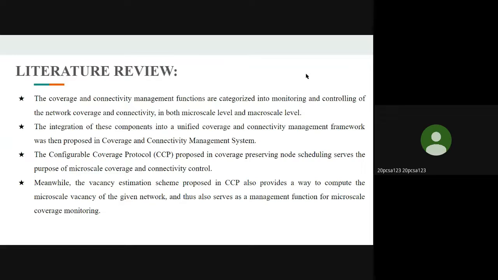The integration of these components into a unified coverage and connectivity management framework was then proposed in the Coverage and Connectivity Management System. The Configurable Coverage Protocol (CCP) proposed in a coverage preserving nodes scheduling serves the purpose of microscale coverage and connectivity control. Meanwhile, the vacancy estimation scheme proposed in CCP also provides a way of computing the microscale vacancy of the given network and thus also serves the management function of microscale coverage monitoring.